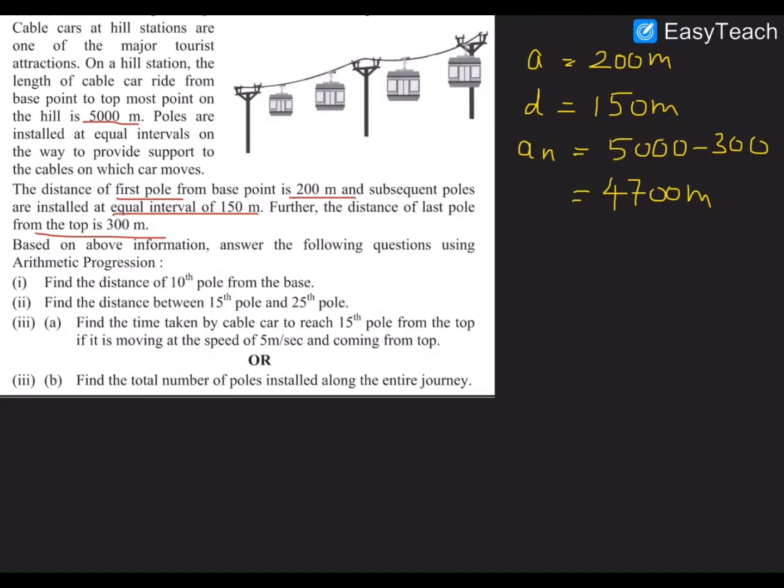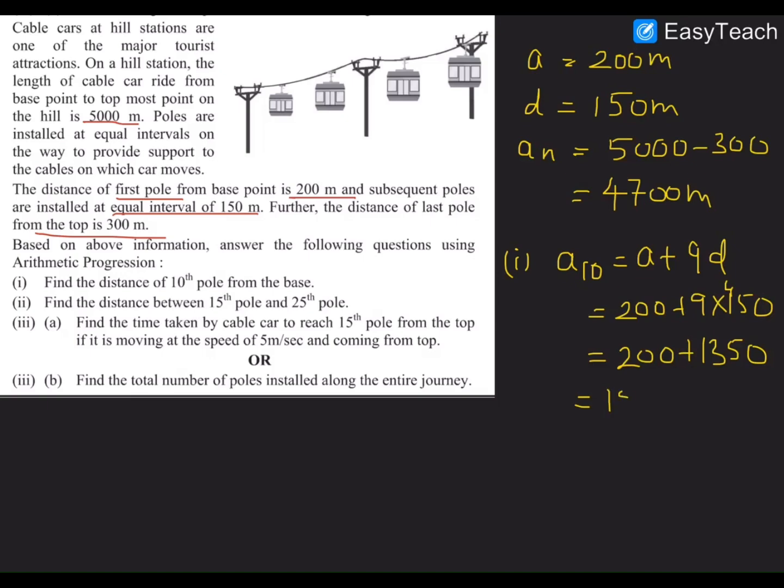For the first question, you have to find the distance of the 10th pole from the base. So the distance of the 10th pole, that means A10, we have to calculate. A10 will be A plus 9D, which is 200 plus 9 into 150. So 200 plus 1350, which gives you 1550 meters. So the 10th pole is 1550 meters.